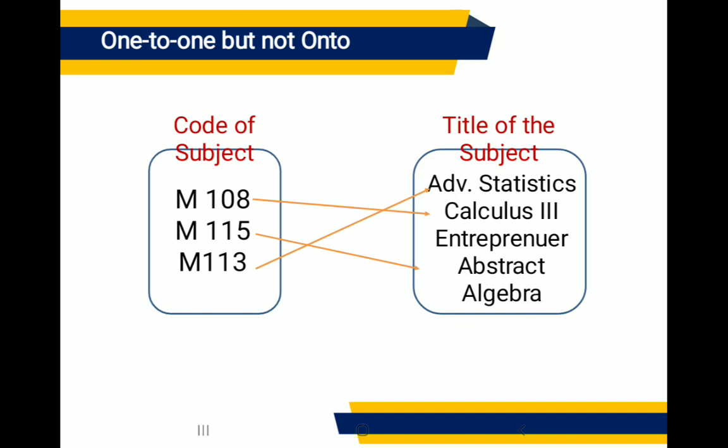So, nakita naman natin na one-to-one function. Iisa lang yung image ng code of subject sa title of the subject. Iisa lang yung image ng M108, yung M115 at saka M113. So, bakit nasabi natin siyang not onto? Kasi hindi lahat ng elements ng title of the subject ay meron siyang pre-image sa code of the subject. So, ang element na yon ay yung entrepreneur. So, wala siyang pre-image. Kaya hindi siya natin masasabi na onto function.